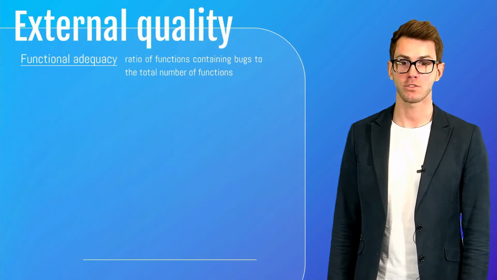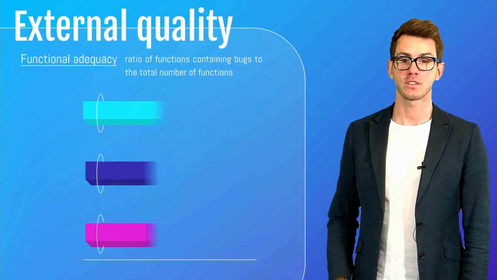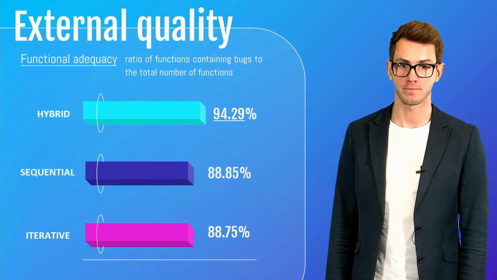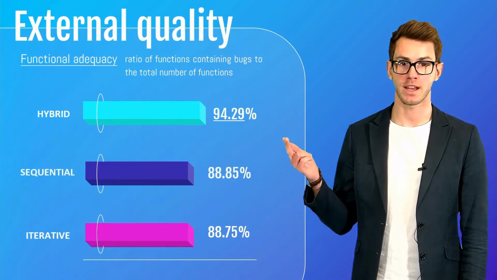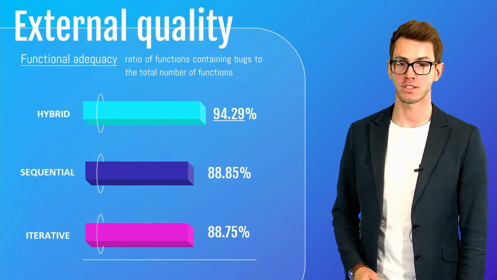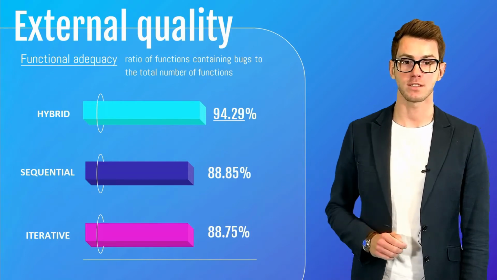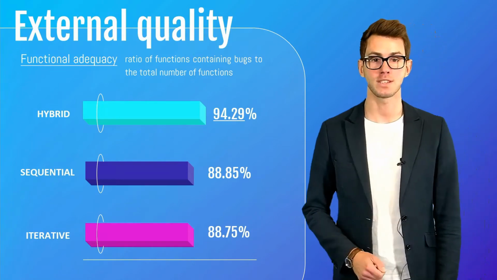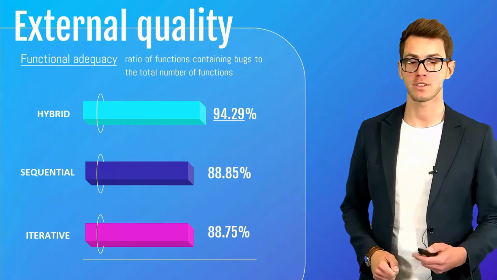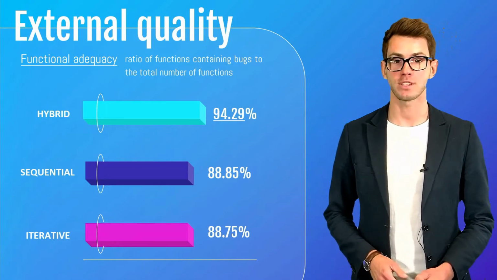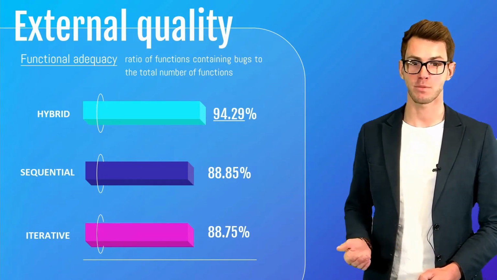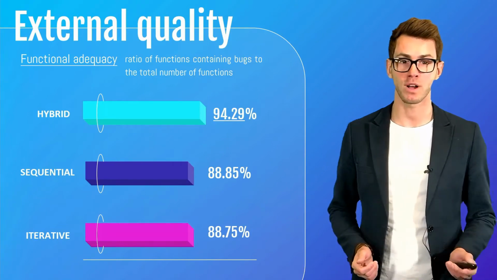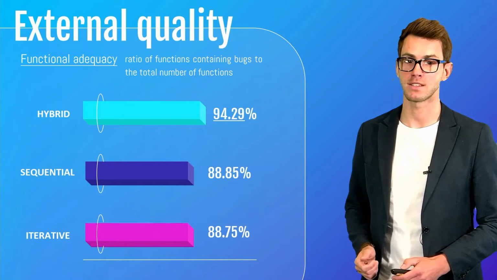With regards to the external quality facet, results for both sequential and iterative approaches are almost identical. The hybrid teams exhibited the highest values of functional adequacy, roughly 5% above the other two methods. Although all groups were expected to produce the same test-related artifacts, the means of execution differed. Iterative teams were to test the functionalities as part of definition of done, while for sequential and hybrid groups, it was a one-off during a dedicated testing phase.